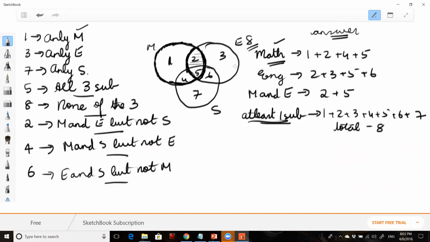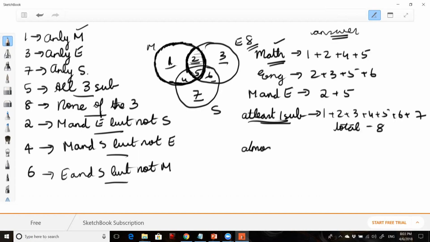At least one subject means people have passed one subject. That would be 1, 3 and 7. People have also passed 2 subjects. That's 2, 4 and 6. And also people have passed 3 subjects. That would be 5, right? So everything in the 3 circles would give me at least 1. So the easier way to work would be to take the total and subtract what you don't need, right? All numbers except 8.